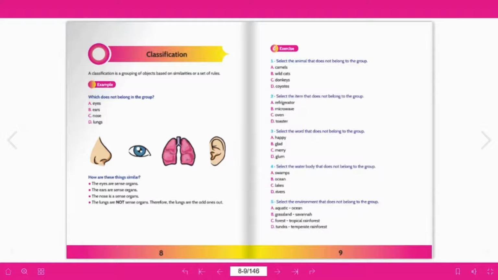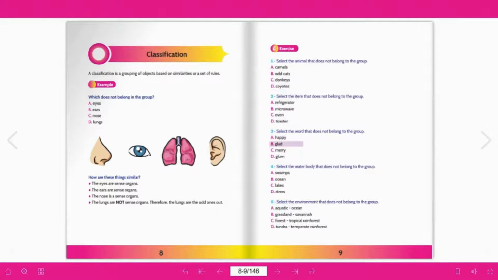The next question says, select the item that does not belong to the group. Refrigerator, microwave, oven, toaster. All right. So if you look at microwave, oven, and toaster, you will notice something. Those are small appliances. So the refrigerator, that's a large appliance, that would be the odd one out. And notice, guys, this book is very interactive. So in the example above, the answer was donkeys, because camels, wildcats, and coyotes, those are all animals that can survive in the desert. So notice that when I click on donkeys, the book would mark it correct.